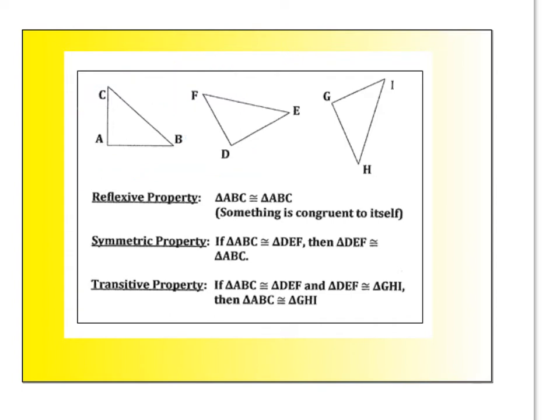The third property that we're going to talk about is called the transitive property. And the transitive property basically has a middleman. So it says if triangle ABC is congruent to triangle DEF. So imagine this first triangle is congruent to the middle triangle. But the middle triangle, DEF, is congruent to triangle GHI. So that's congruent. Then does ABC have to be congruent to GHI? The answer is yes. If they're both congruent to the middle triangle, they have to be congruent to each other. And that's called the transitive property, when there's like a middleman.